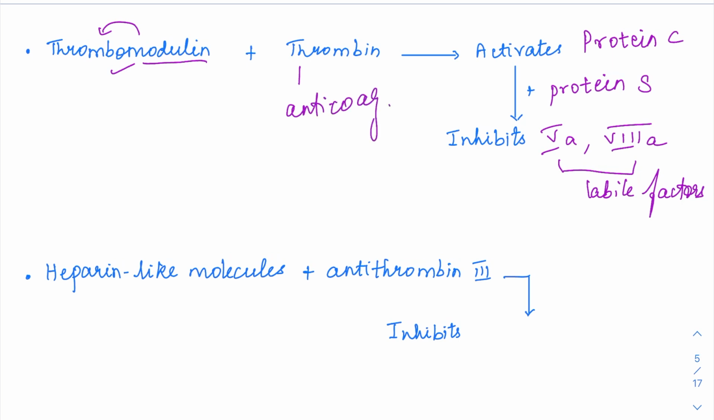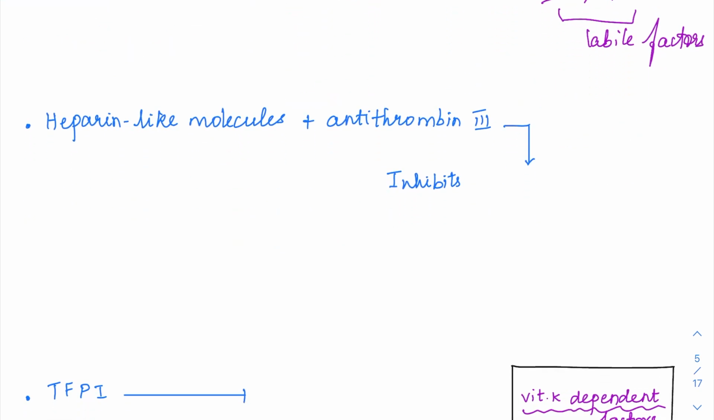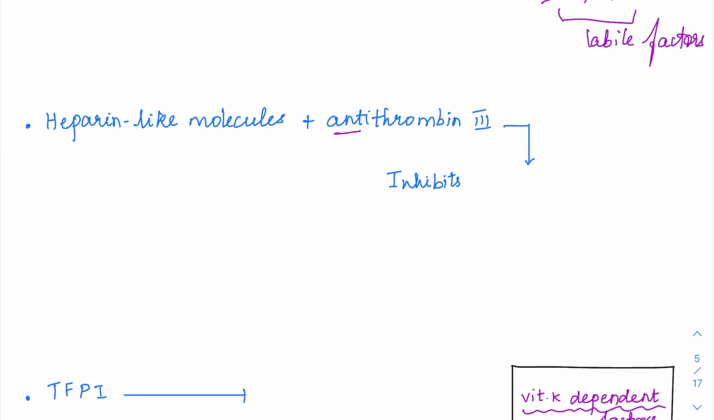Both a coagulant and an anticoagulant action of thrombin is there. Then the second mechanism is the heparin-like molecule, which is again an anticoagulant. It is going to react with antithrombin 3. As the name suggests, it is against thrombin. So this interacts with antithrombin 3 and inhibits thrombin, along with factors 9, 10, 11 and 12. Thrombin and factors 9, 10, 11, 12 are inhibited by the interaction of heparin-like molecules with antithrombin 3.